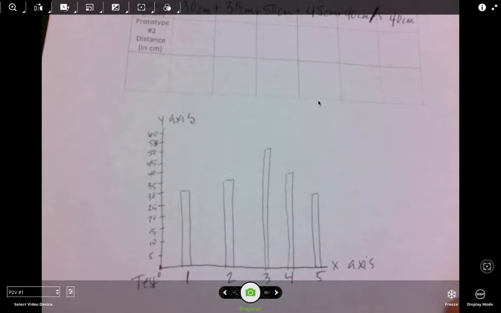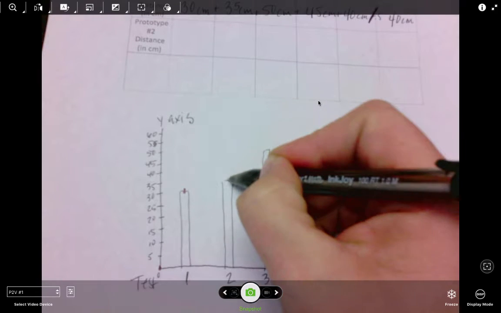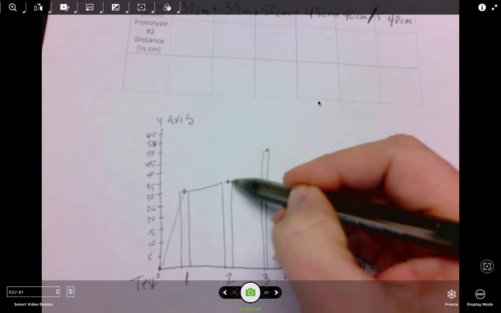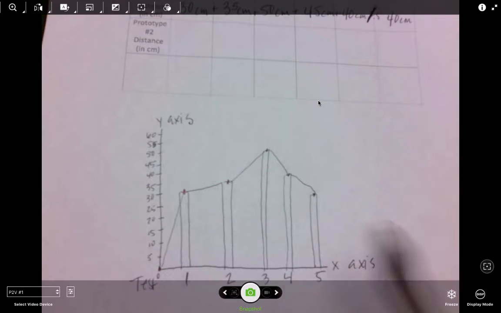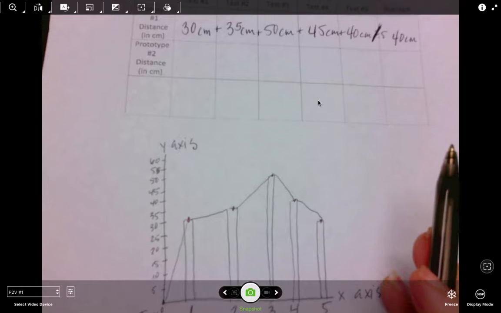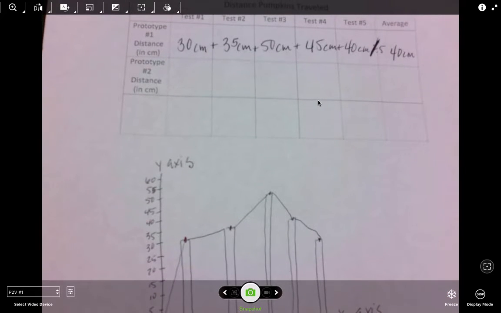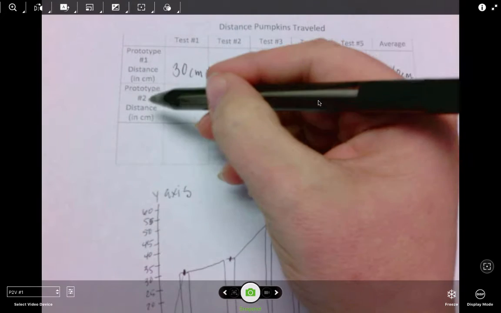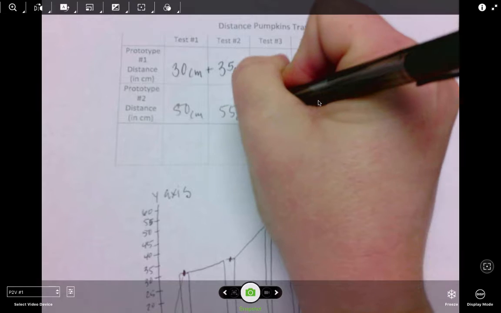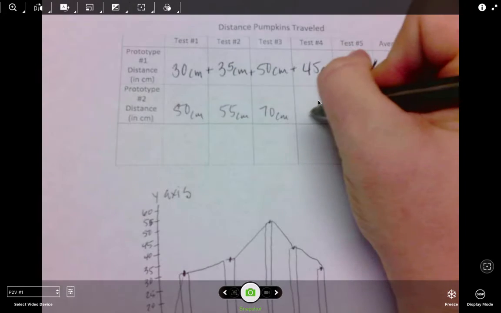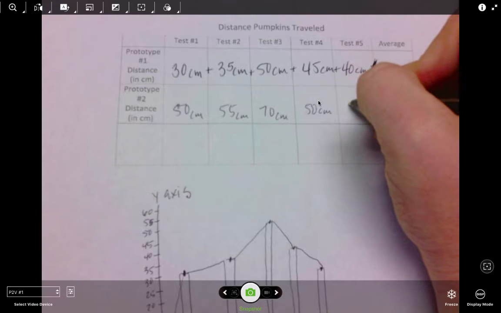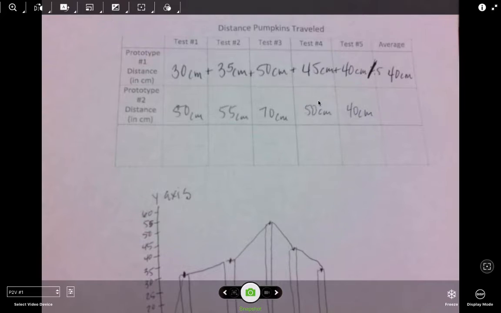You could also do a line graph. Instead of doing the bars, you would just make dots at each one of those points and then connect your dots, but you wouldn't have these bars. So you can do a line graph or a bar graph. Now, you're going to have two sets of data on one graph. So let's say I build my second prototype and do my next step, and these are my numbers.